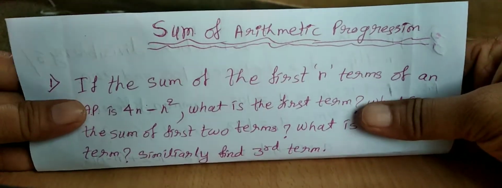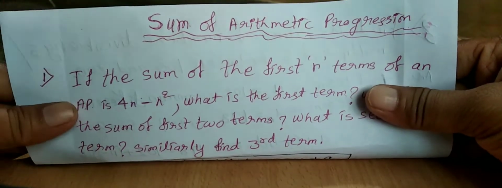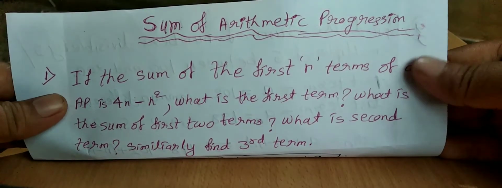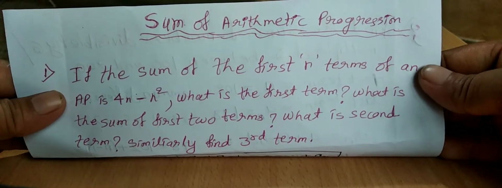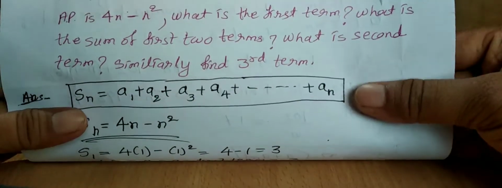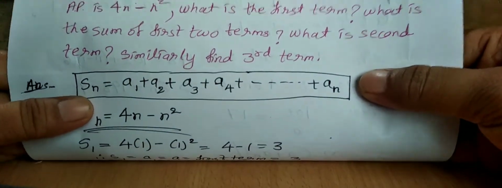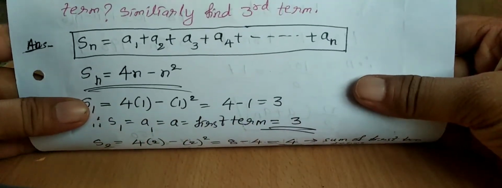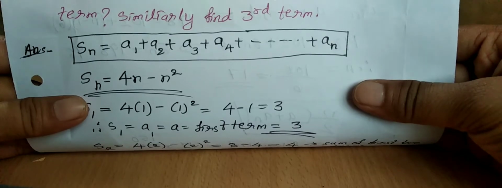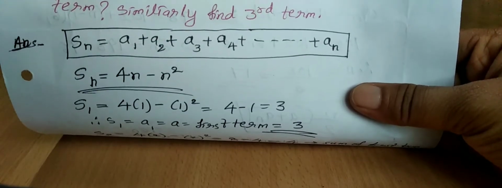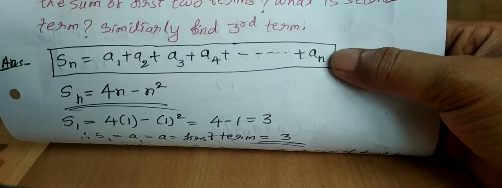First problem is, if the sum of the first n terms of an AP is 4n minus n square, what is the first term? What is the sum of first two terms? What is second term? Similarly, find third term. We have to keep the general formula, but here the condition is like Sn is equals to a1 plus a2 plus a3 plus a4. That means terms of the progression, till an, it has to be added.